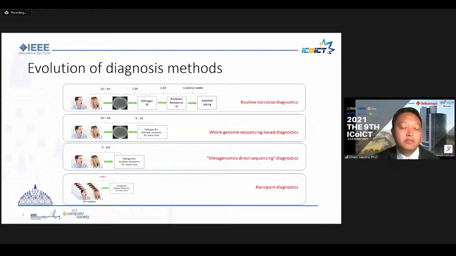So this has been the evolution of diagnostic methods. We have seen the first one in previous slides. This is called routine microbial diagnostics, and we have already moved to sequencing based. So instead of doing this pathogen ID with biochemistry and physical appearance, we do a whole genome sequencing based diagnostic. So we just sequence the whole genome, and then we can do it faster than the traditional method.